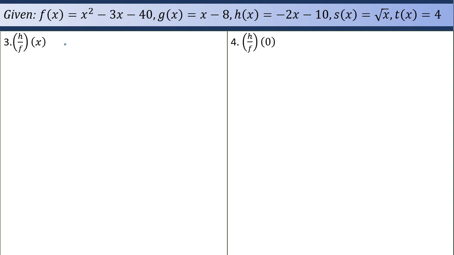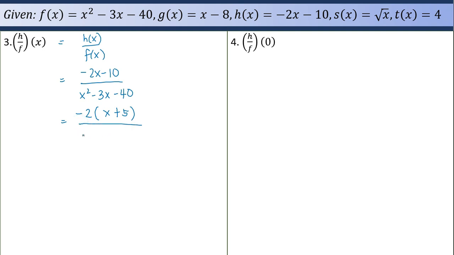Number 3, we have h over f of x. So that is equal to h of x over f of x. Ano ba ang ating h of x? Ang h of x natin ay negative 2x minus 10. Tama? At ang ating f of x naman ay x squared minus 3x minus 40. Ang ating numerator na negative 2x minus 10 ay pwede pa nating ma-factor. We will factor out negative 2, kaya ang matitira sa loob ay x plus 5. Check nga natin. Negative 2 times x is negative 2x. Negative 2 times positive 5 is negative 10.